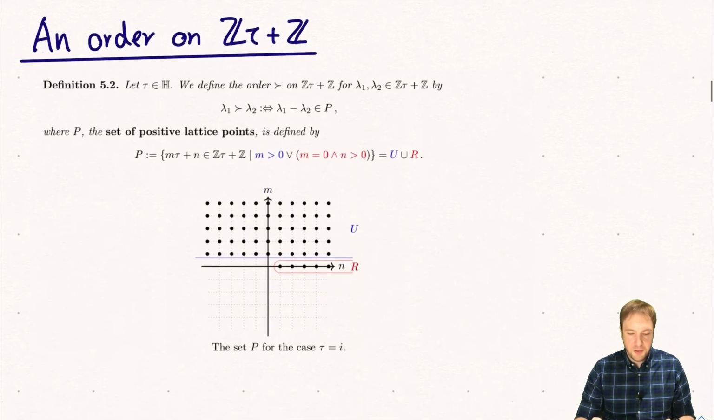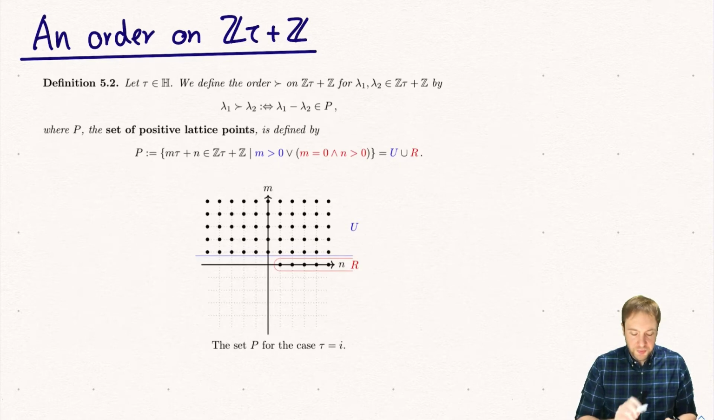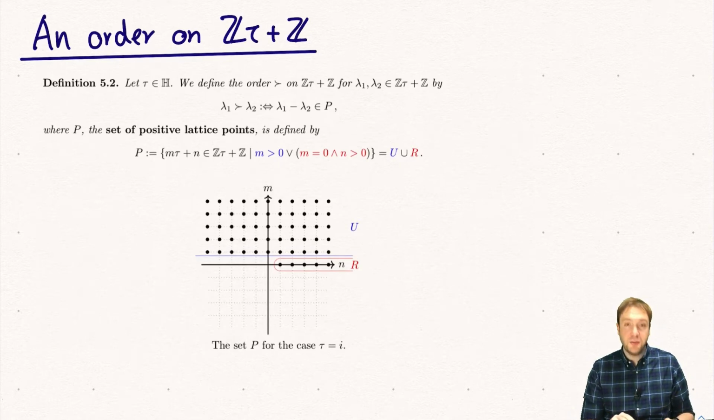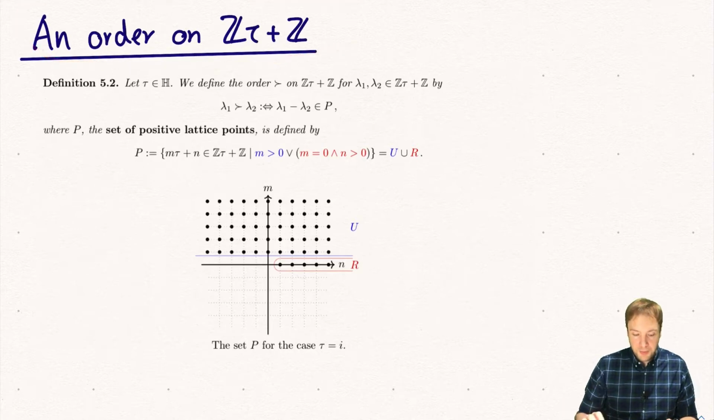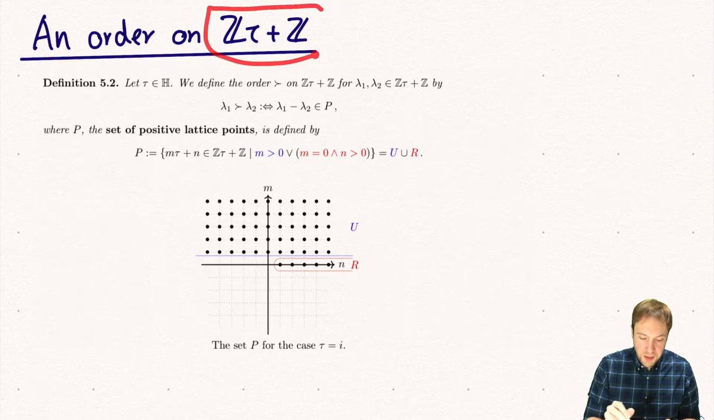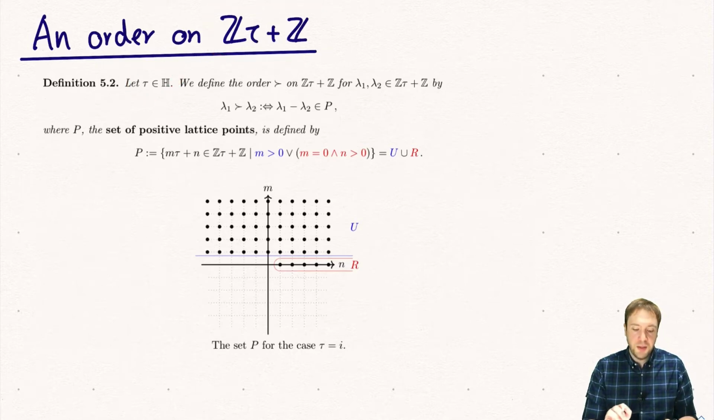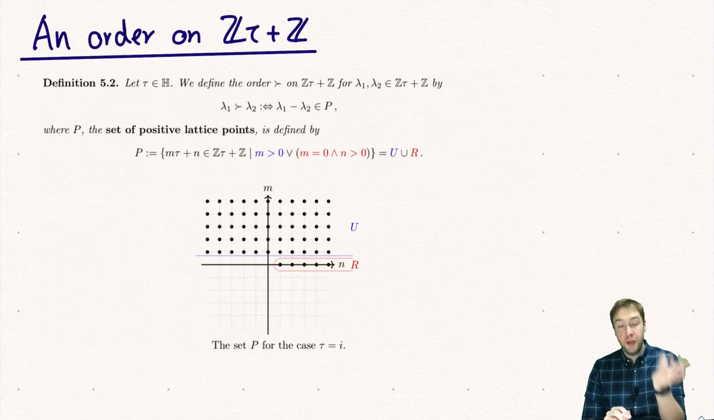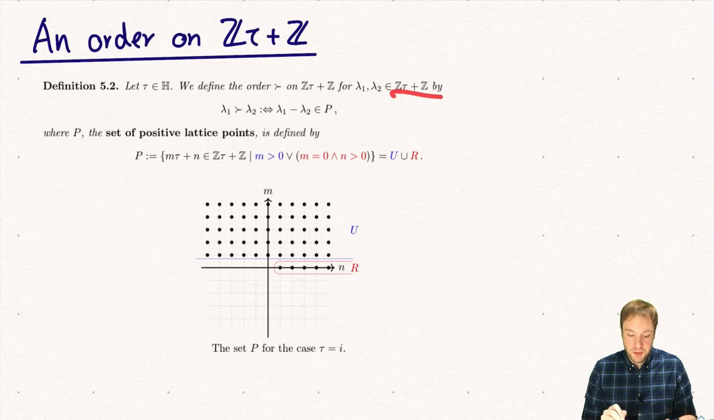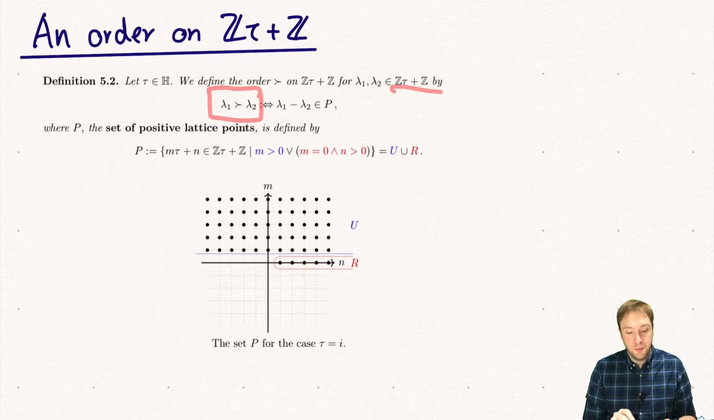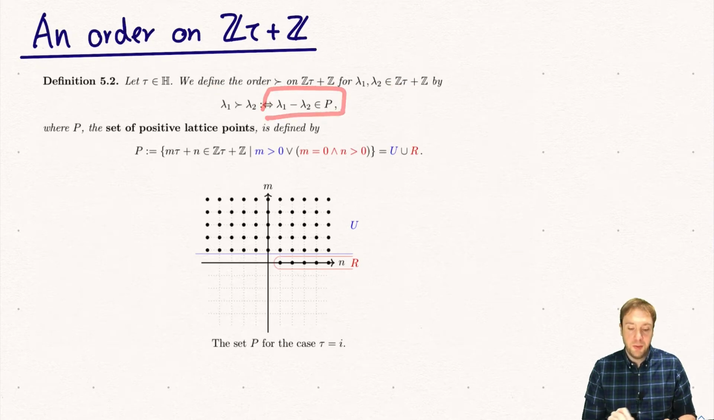Okay, so let's define this order. One should also say that everything I say today is based on a work of Gangl, Kaneko and Zagier, where they first introduced the notion of double Eisenstein series in the work which you can find in the lecture notes. And there they also introduced this order here. So what is the definition? So tau is an element in the upper half plane, and we now want to say what it means that one lattice point is larger than another lattice point. So let lambda 1 and lambda 2 be two lattice points. Then we say lambda 1 is greater than lambda 2 if lambda 1 minus lambda 2 is in P.